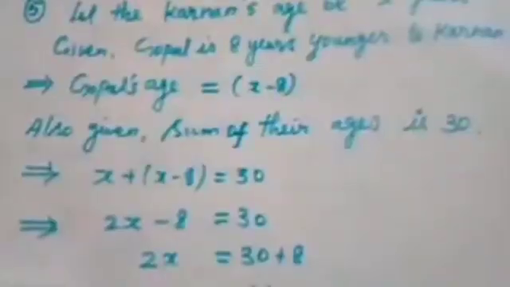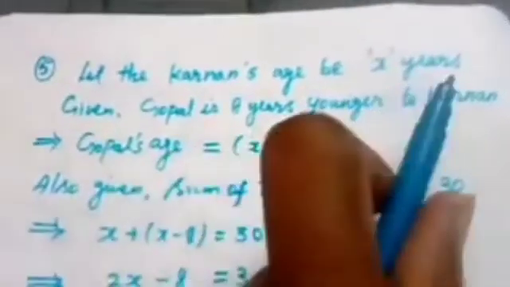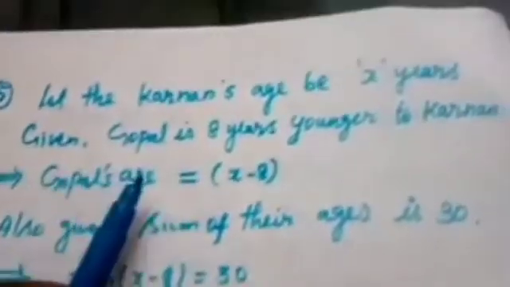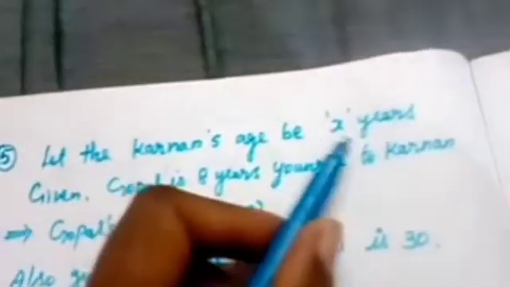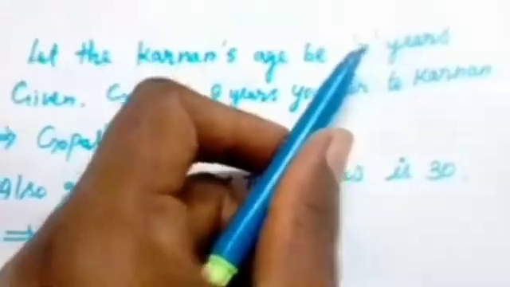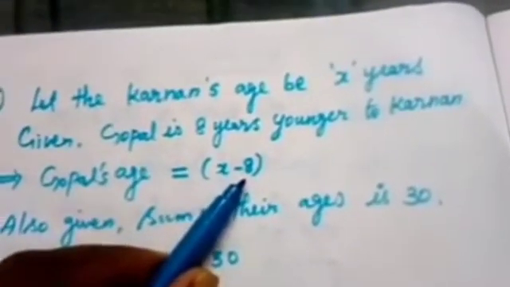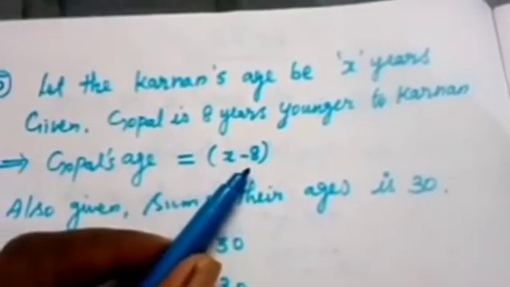So now we have to solve this problem. Let Karnan's age be x years. Given Gopal is 8 years younger to Karnan, this means Gopal's age is x minus 8. Why are we writing x minus 8? Karnan's age we consider as x, so for 8 years younger to Karnan, it is x minus 8.